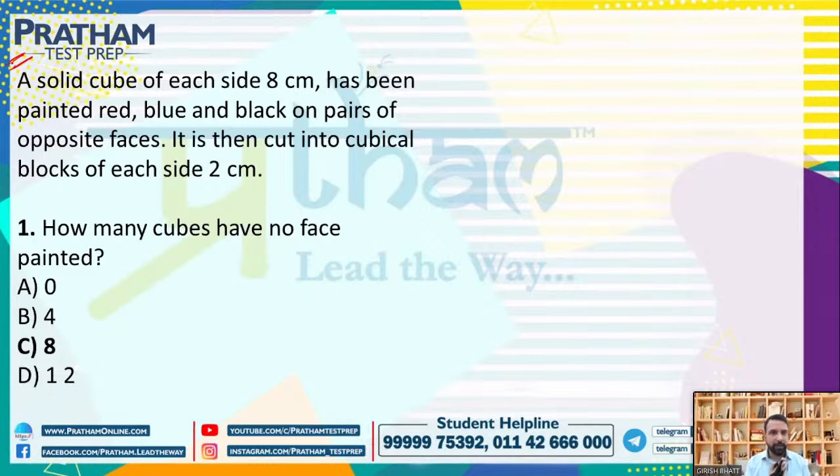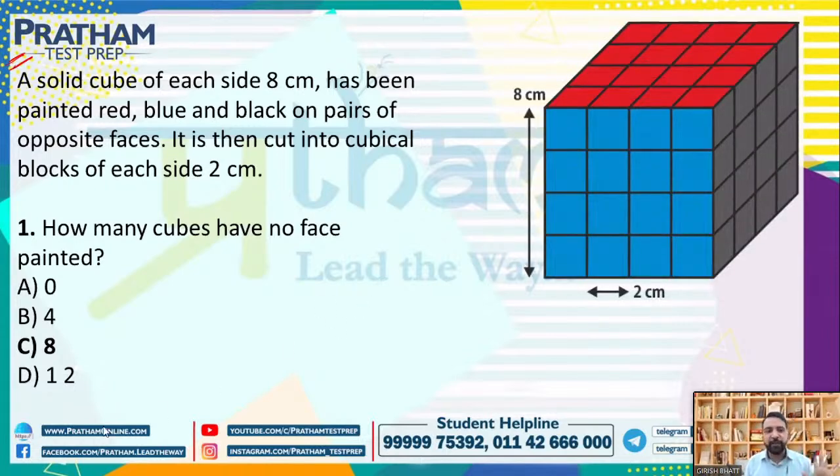Solid cube, each side is of 8 centimeter. 2 opposite faces are painted red, 2 opposite faces are painted blue, and 2 opposite faces are painted black, right? Then it is cut into cubical blocks of each side 2 centimeter. How many small cubes have no face painted? Okay, so the figure will be like this. 2 opposite faces are painted red, 2 opposite faces black, and 2 are blue.